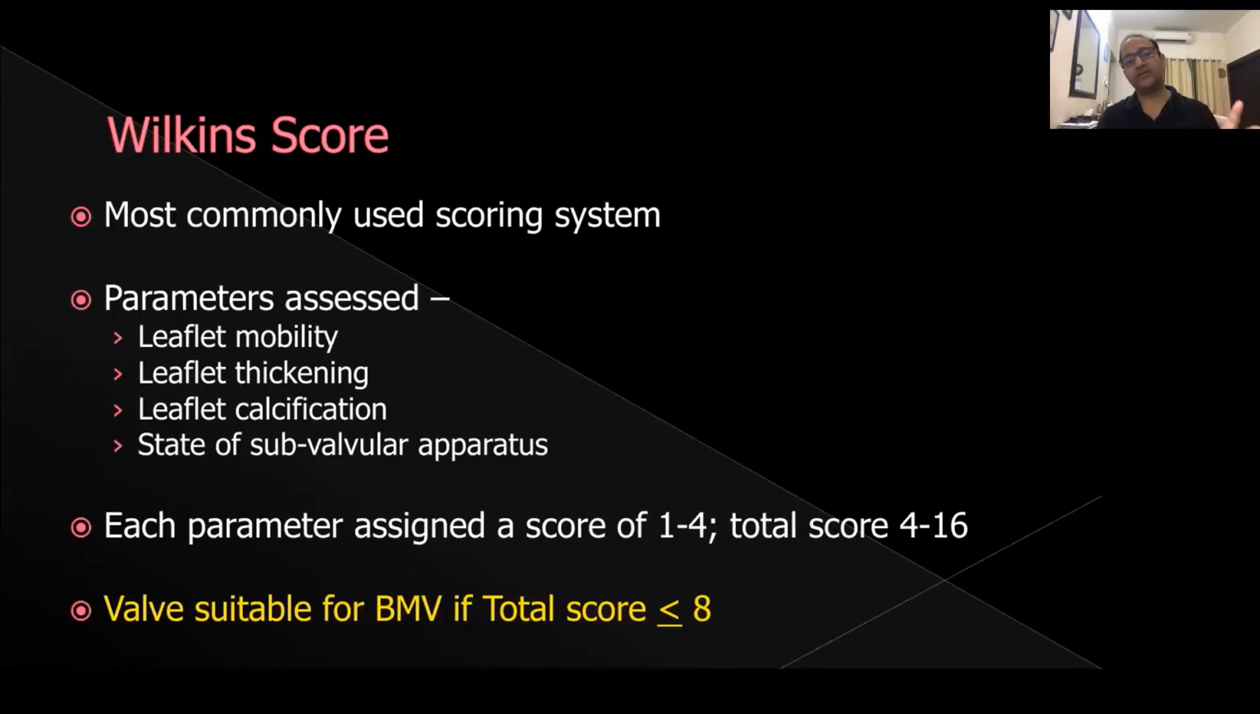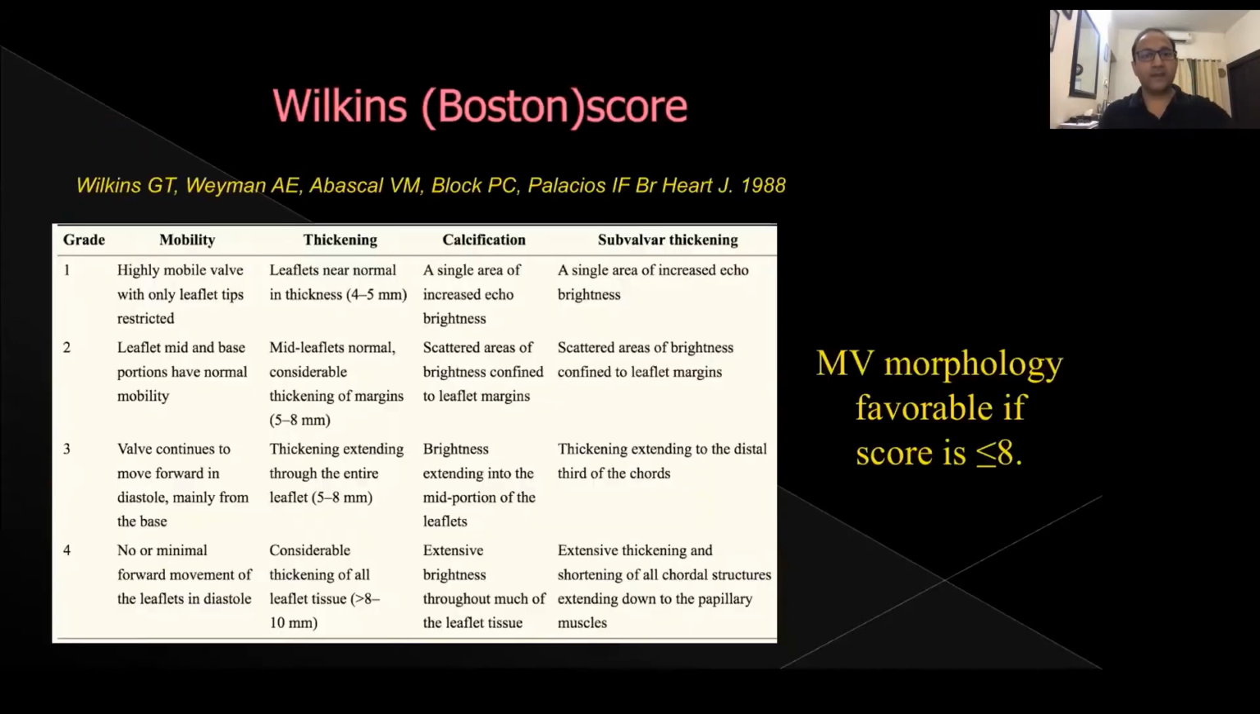Anyway, each of these parameters can be judged between 1 to 4. So total score can be 4 to 16, maximum being 16. A valve is considered suitable for BMV if it is less than or equal to 8. And this is the Wilkins or Boston score, which was actually published in 1988. A lot of modifications have come up, but it looks at the mobility, thickening, calcification, and subvalvular thickening.